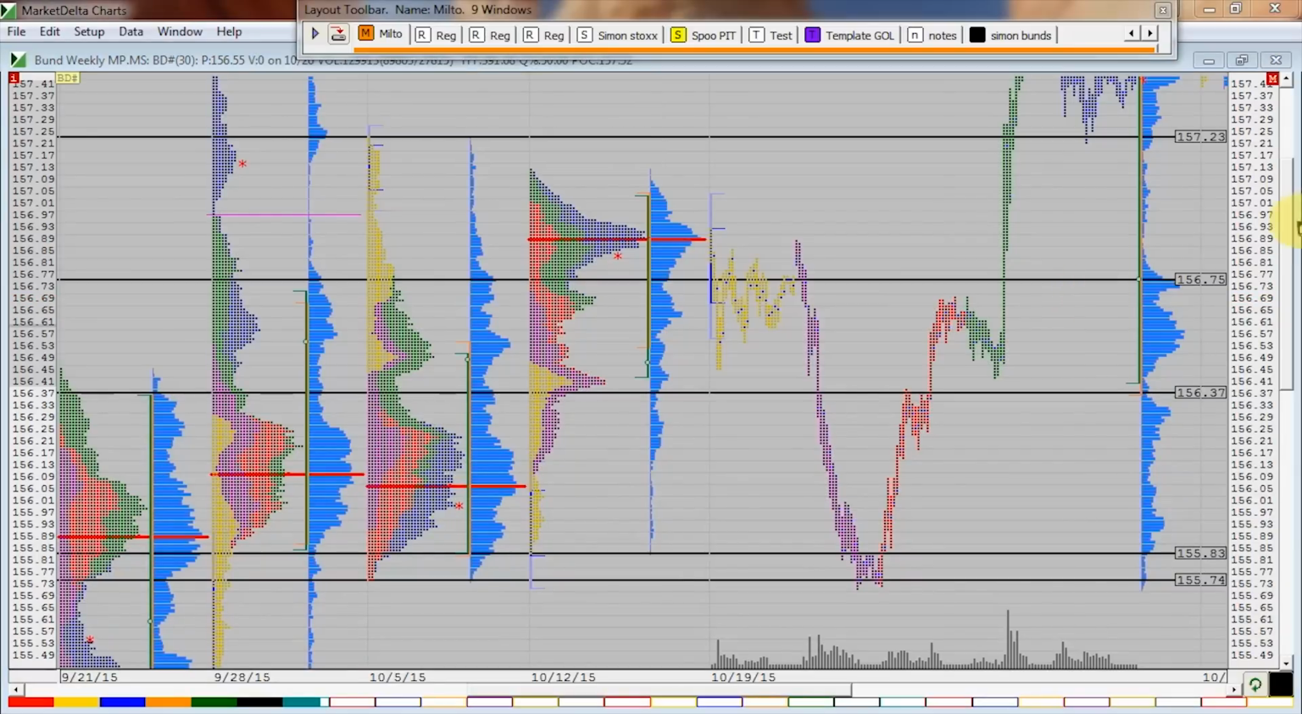We had our scenarios built in. We said this was our first inside week. This was our first inside week low. This was another inside week low. So this is 1 and 2. We did take that out.